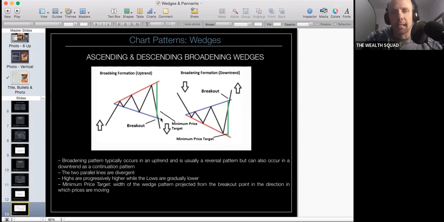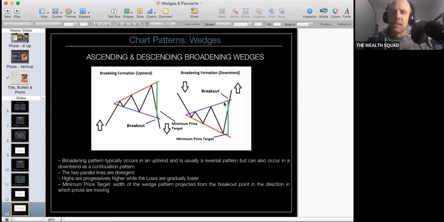The highs keep getting higher. The lows are kind of staying the same. Highs are staying the same. The lows are getting lower here, right? And your minimum price target is again, like I said, going to be the width of the wedge pattern projected from the breakout point in the direction of wherever the prices are moving, right? So it's going to be this distance here, and then whatever your minimum price target is, basically duplicating this width to the downside, and again, duplicating this width to the upside for your upside price target.